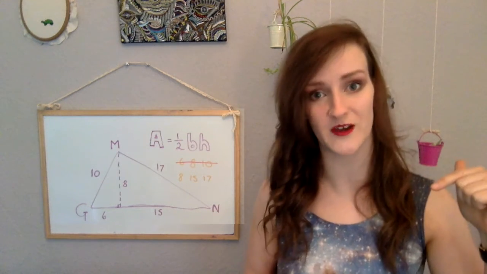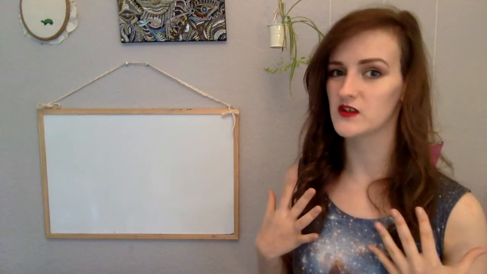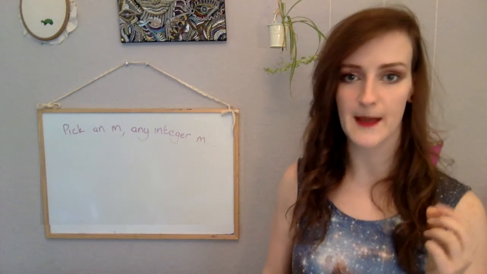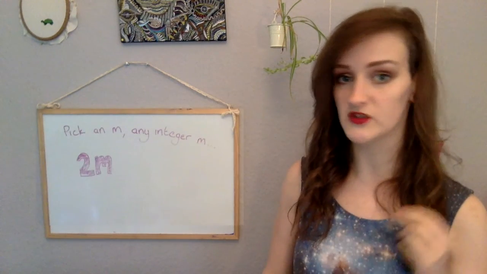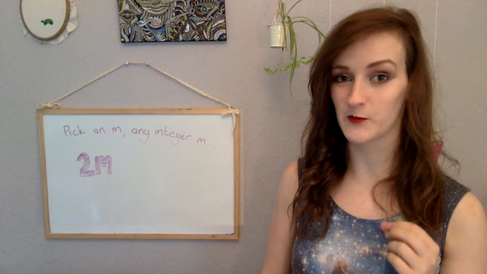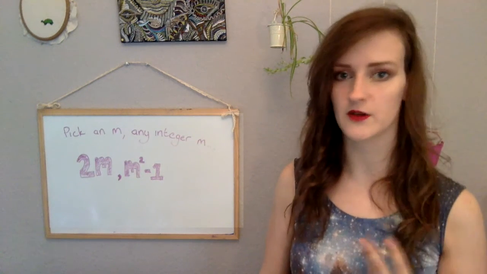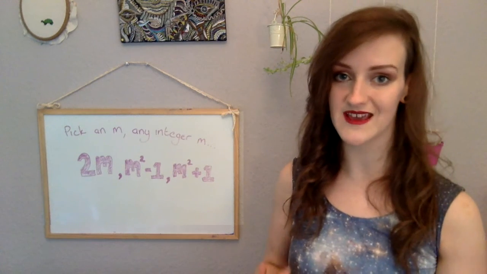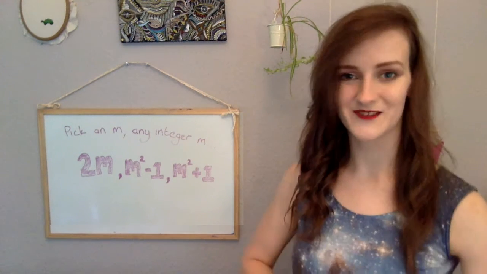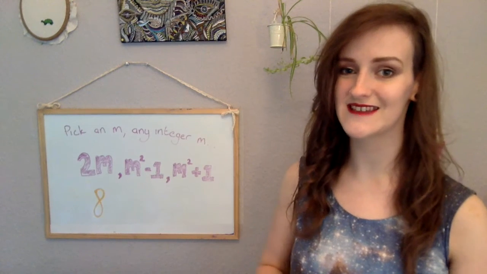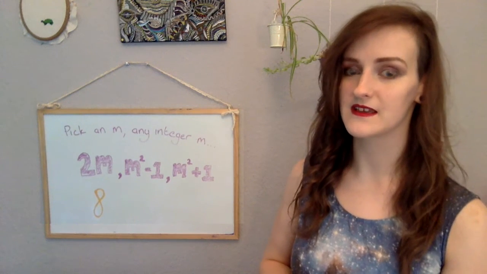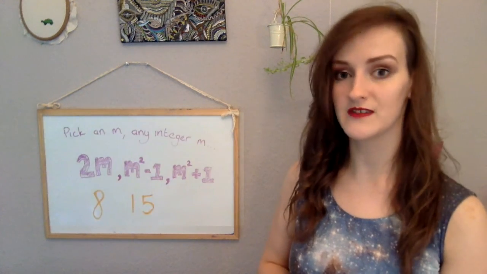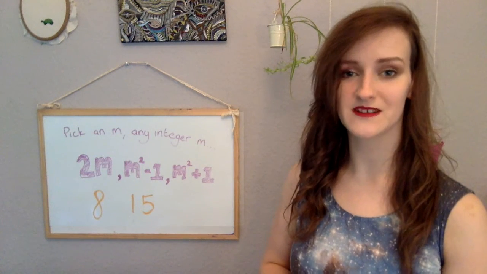So here's the cool way to do it. You can generate Pythagorean triples by picking an integer m, and then your first length will be 2m, your second length will be m squared minus 1, and then your hypotenuse will be m squared plus 1. Now we know that one of our lengths is going to be 8, so our m is going to be 4. So with m being 4, 2m gives us 8, m squared minus 1 is going to give us 15, and m squared plus 1 is going to give us 17.